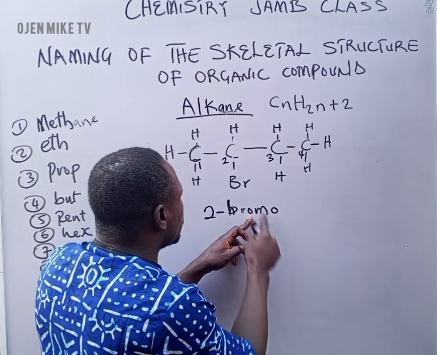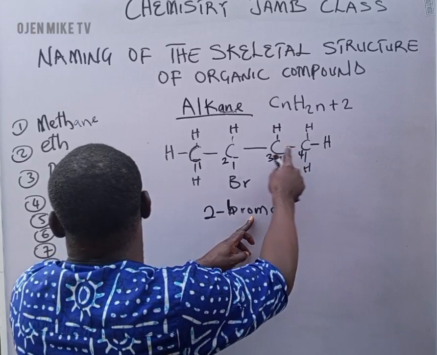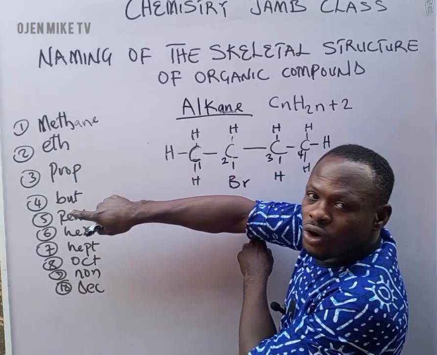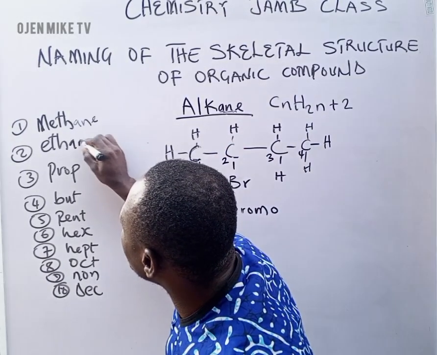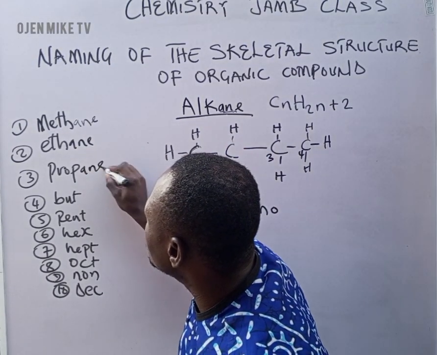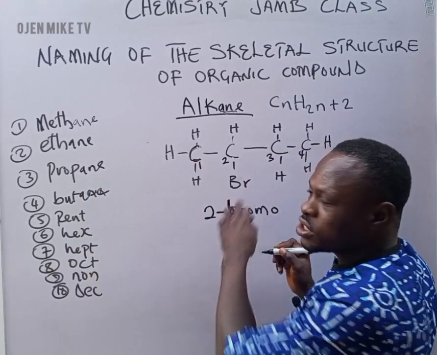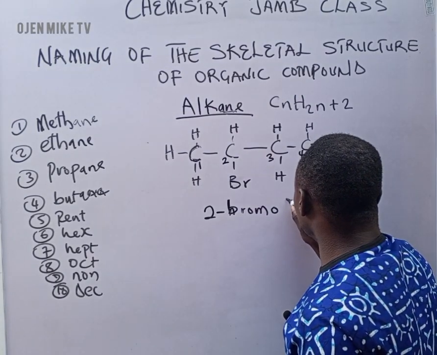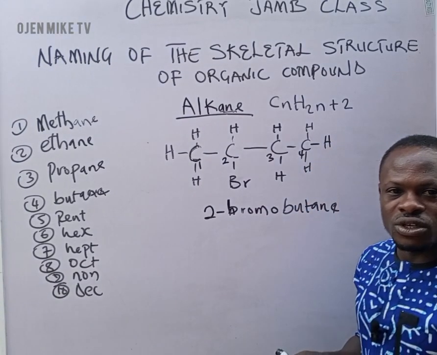So 2-bromo. You now count the chain. 1, 2, 3, 4. 4 carbon atoms is what? Butane. All the members here, because we are looking at alkane, will end in -ane. So this one will be what? Butane. So it will be 2-bromobutane. 2-bromobutane. Are you following?